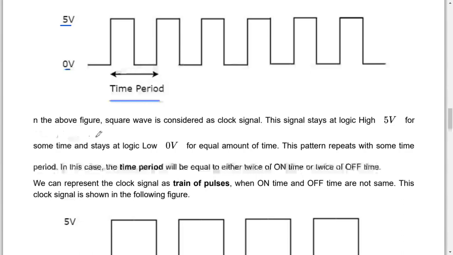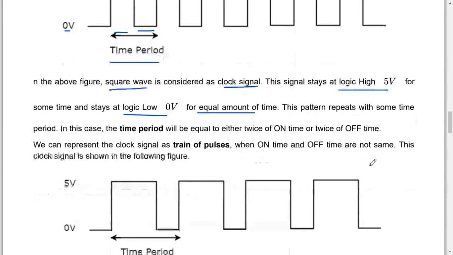In the above figure, a square wave is considered as a clock signal. This signal stays at logic high, 5 volts, for some time and stays at logic low, 0 volts, for an equal amount of time. This pattern repeats with some time period. In this case, the time period will be twice the on time or twice the off time. We can also represent the clock signal as a train of pulses.